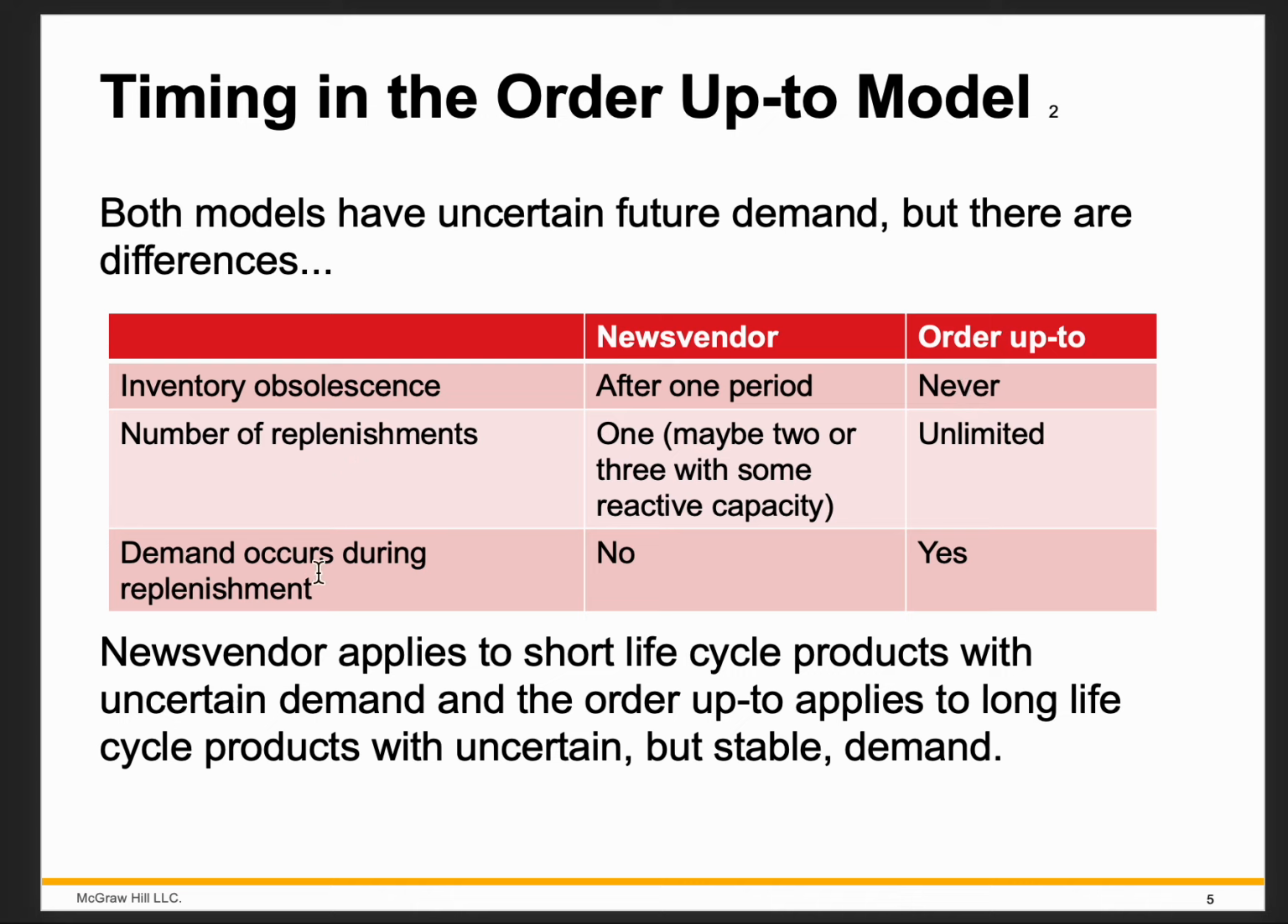Now, does demand occur during replenishment? With the news vendor, there is no option of replenishment, except maybe that model where you can make two orders instead of a single order. But in the order up to level, like the EOQ model, you'll be making many, many orders, right? So news vendor applies to short life cycle products, while the order up to model applies to long life cycle products with uncertain but stable demand. That's the idea.